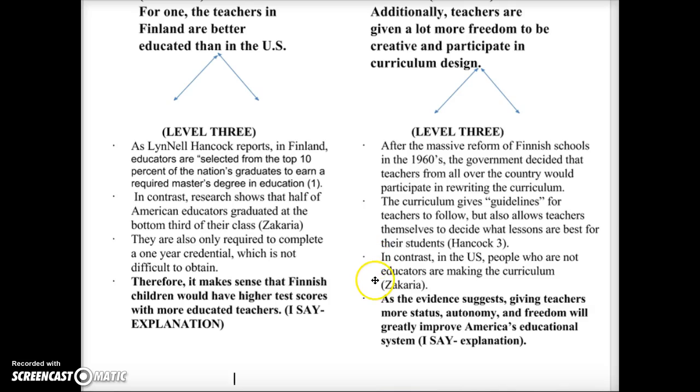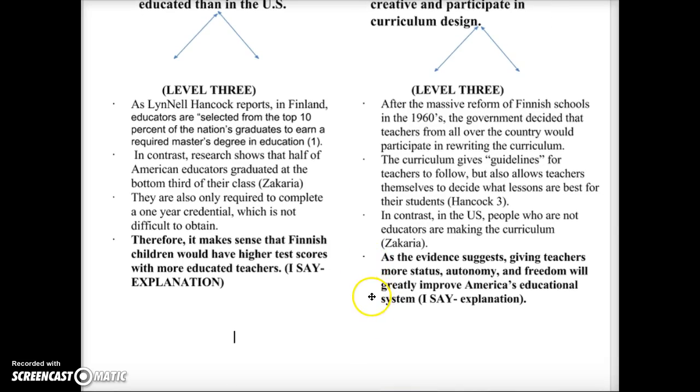And then I say, in contrast, in the US, people who are not educators are making the curriculum. Zachariah makes this point, so I need to include his name in this citation. So my level 3 sentences, they're evidence from the articles we've read, they're specific facts and statistics. And lastly, I'm going to tie it all together with this explanation here. As the evidence suggests, giving teachers more status, autonomy, and freedom will greatly improve America's educational system. So this is me interpreting all of this evidence here and giving my opinion about how treating our teachers better, about how educating our teachers more will improve our education here.